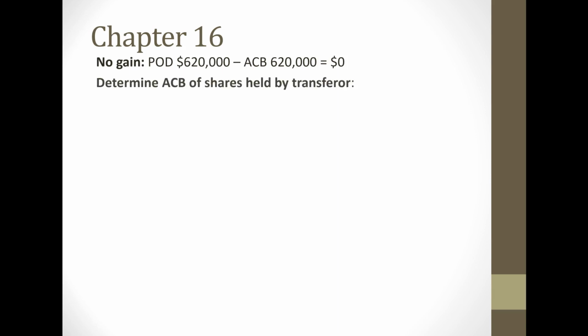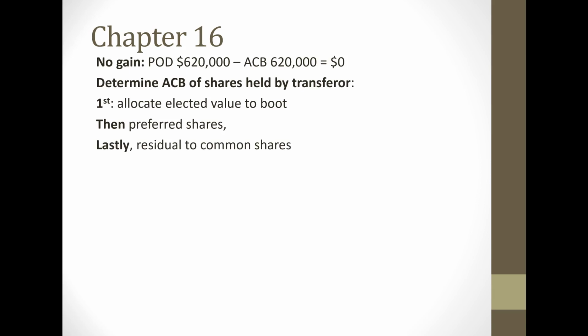Now, when it comes to determining the adjusted cost base of the shares held by the transferor, there's a three-step process. First, the elected amount, or the elected value, the transfer amount, is allocated to the boot first. Once that is done, any leftover amount will then be allocated to the preferred shares based on the fair market value of the consideration received, and then any residual will be allocated to the adjusted cost base of the common shares. So let's see what we have here.